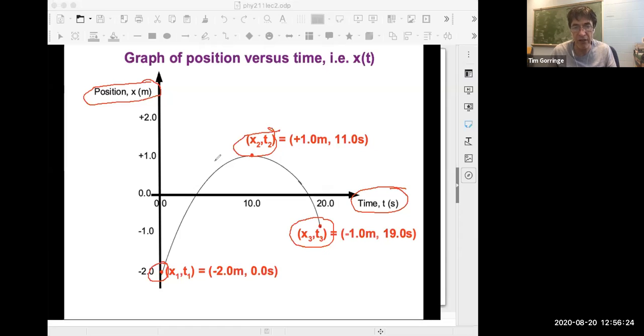Any point on this line, any location on this line tells you the position of the cart at that particular time. So for example, it's telling us here that at about 4 seconds, the cart passed through the origin. And also over here, at about 17 seconds, the cart passed through the origin too. There's a lot of interesting information about the cart's motion in this time versus position plot.